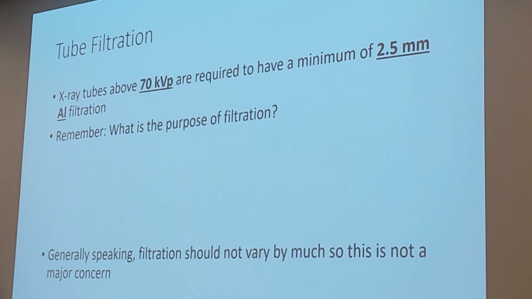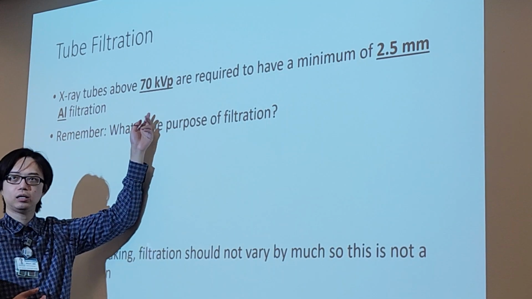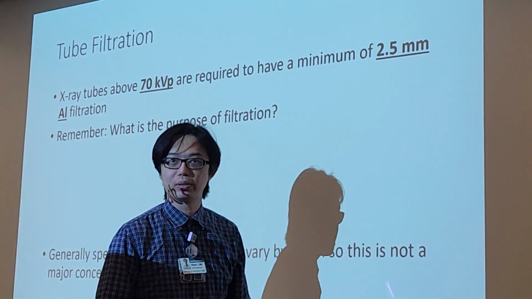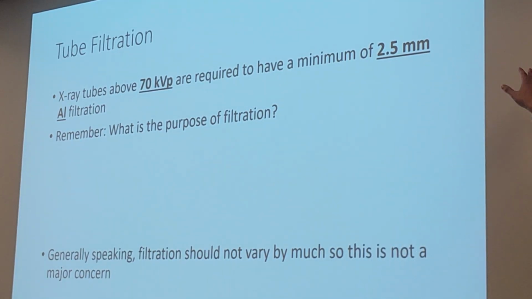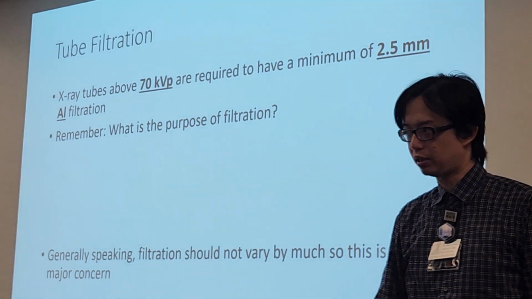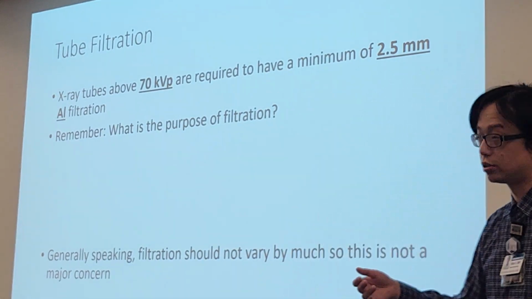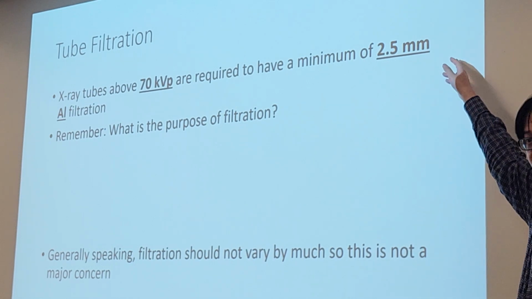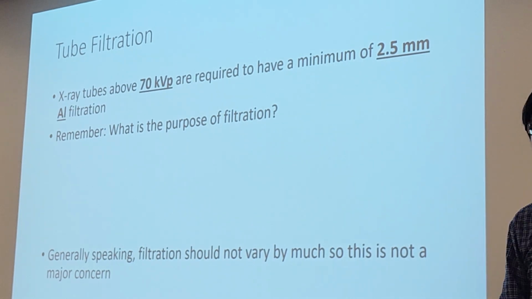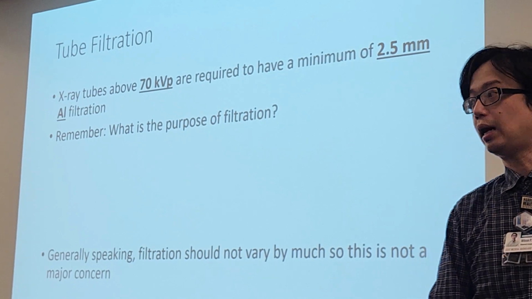Filtration, another old friend of ours. Okay, so all X-ray tubes that are going to be shooting above 70 kVp should have a minimum of 2.5 millimeters aluminum filtration. If you go to your dentist, their X-ray tubes aren't going to be as strong, they're going to have less filtration. But for diagnostic radiography, we routinely shoot over 70: chests, abdomens, pelvis. So minimum 2.5 millimeters filtration. And this is total filtration, which includes our inherent and our added.